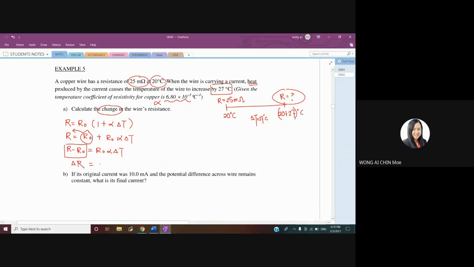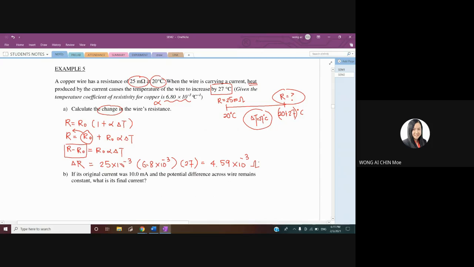So you substitute R naught, 25 milli, power of negative 3. Alpha, the temperature coefficient of resistivity, is 6.8 times 10 to the power negative 3. And for the change of the temperature, we take 27 because it says increased by, not increased to. So this is our delta T, not T final. We substitute 27, and finally you will get 4.59 times 10 to the power of negative 3, and it is ohm, because it's resistor.